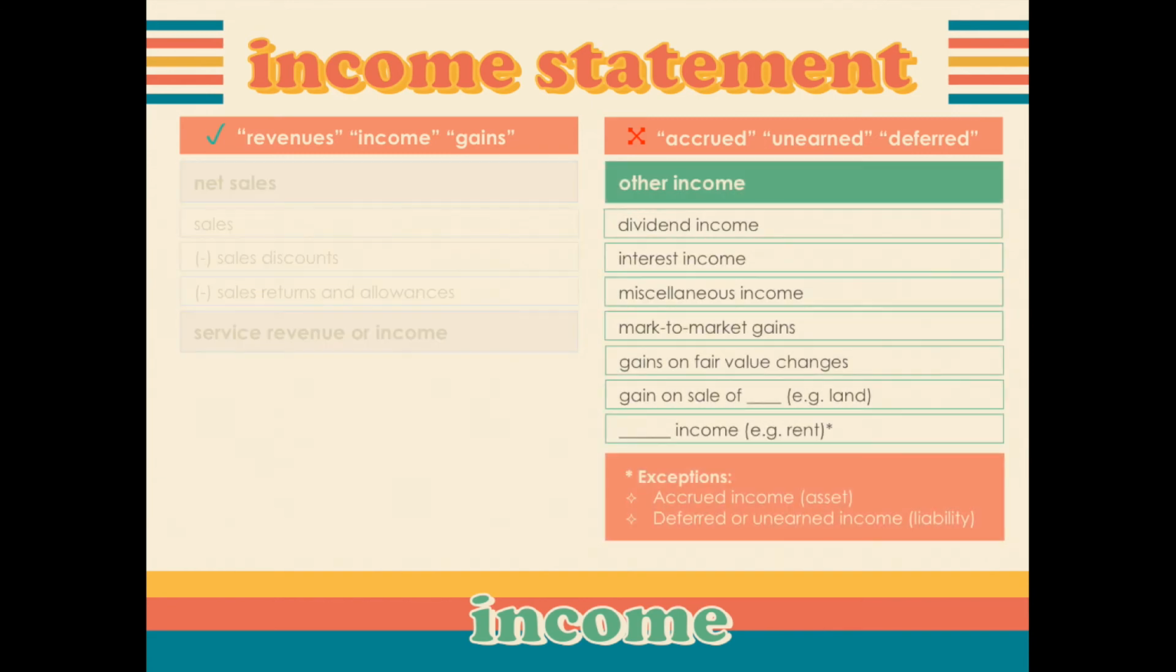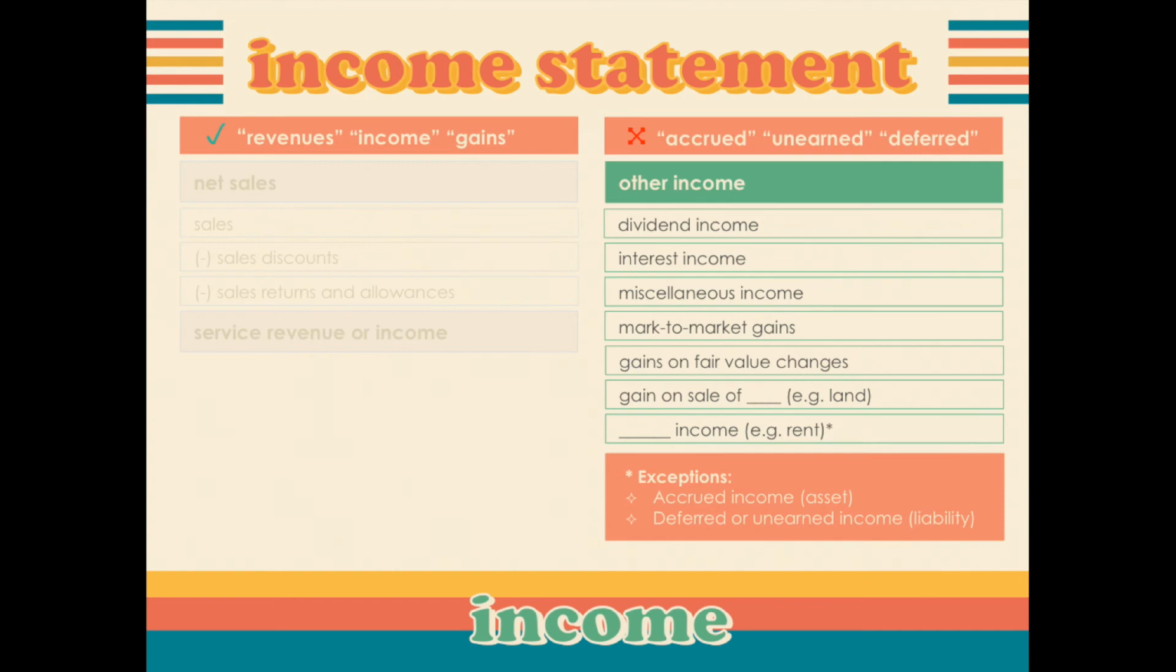Other types of income include dividend income, which is the earnings received by the company on its stock investments. Interest income is the earnings from investments or receivables. We also have miscellaneous income, which is composed of various types of income, which are rather small or immaterial in amount, so they are lumped together in one account, which is the miscellaneous income account.